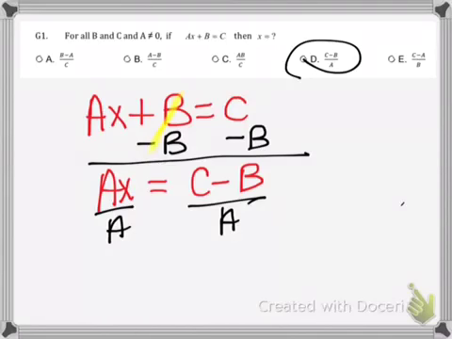So the first thing I did was I eliminated b from the left side by subtracting it. That left me ax on the left equals c minus b, because you can't subtract those. And then you want to divide both sides by a to eliminate the a, so you've solved for x. So the answer is D, c minus b over a.